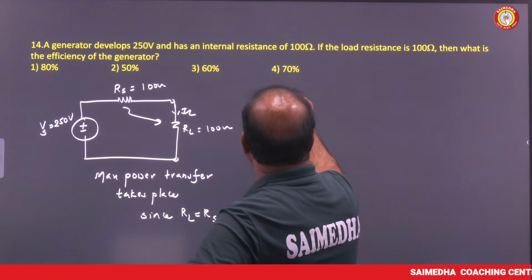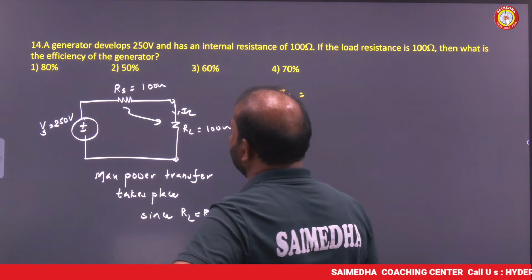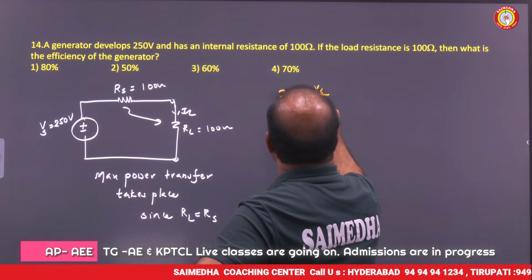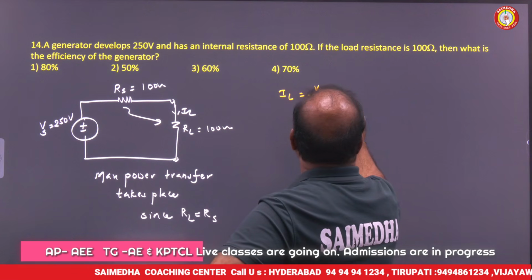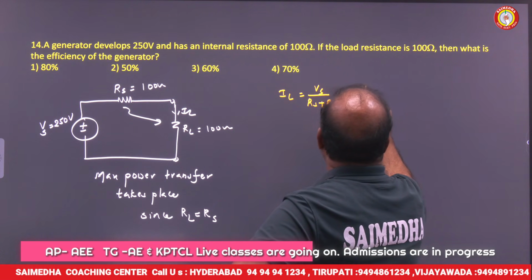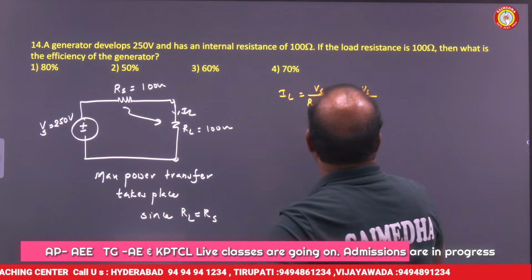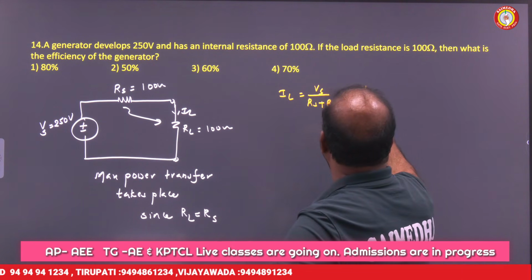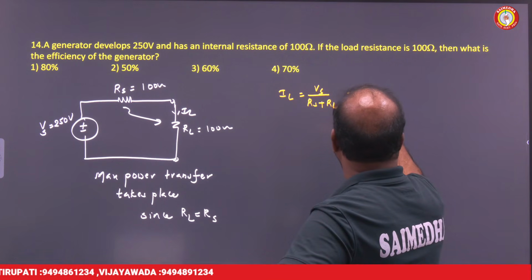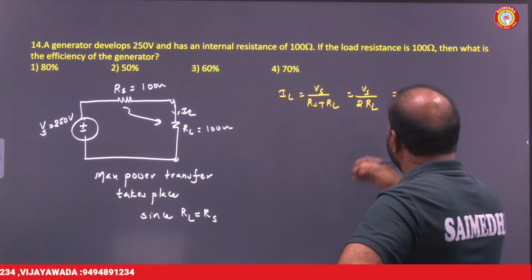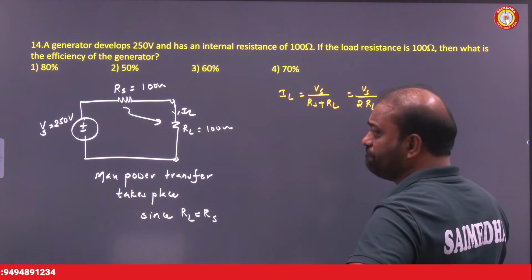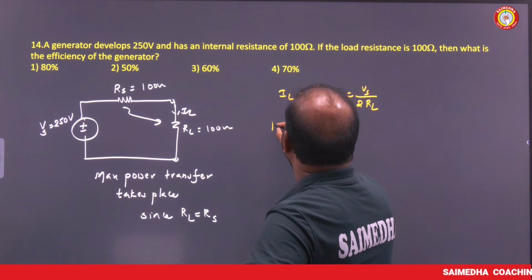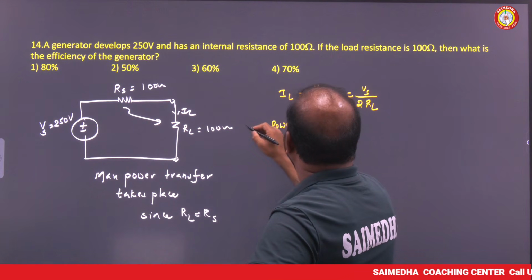So what is IL here? IL is equal to Vs by Rs plus RL. Both are the same, so Rs plus RL or RL plus RL means 2RL. So my friends, IL is Vs by 2RL.